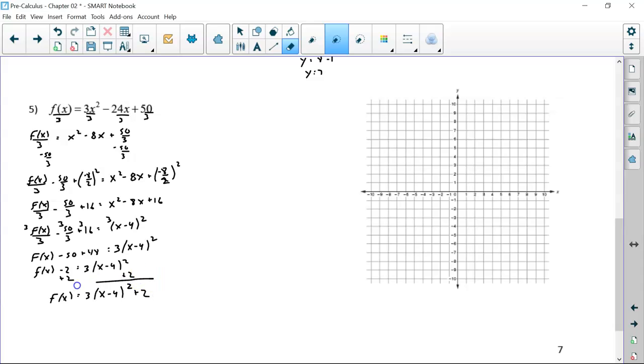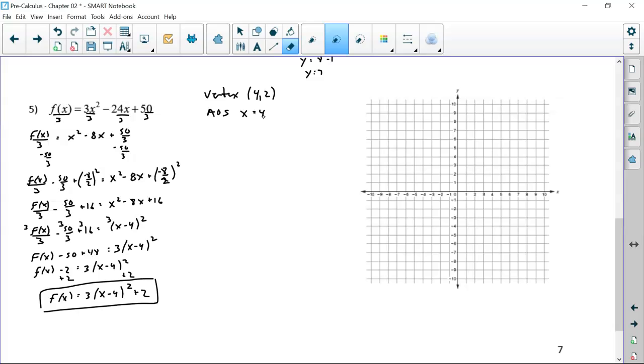There's our function in vertex form, that standard form. So the vertex, we know right away, is at 4, 2. The axis of symmetry, x equals 4.